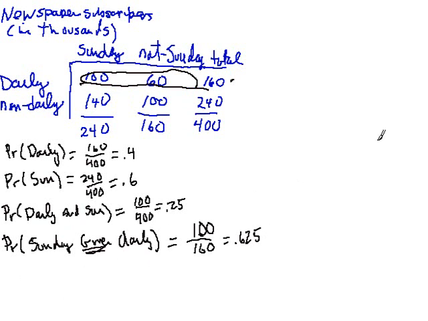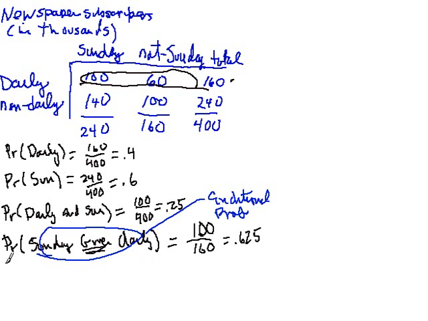Now, this type of probability is what's called a conditional probability. And it's designated with the following notation. Usually you'd say the probability of Sunday, and we use a slash line here to designate the given the daily. And that probability, of course, would be the same. This is just the notation.